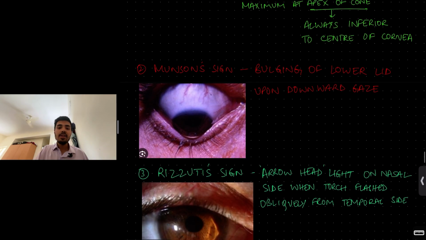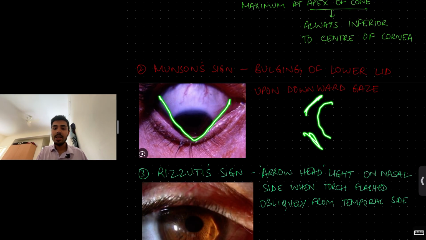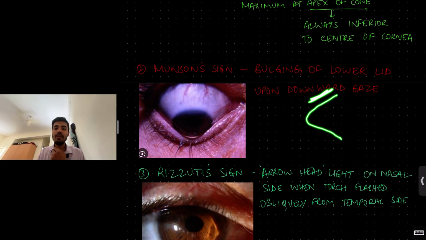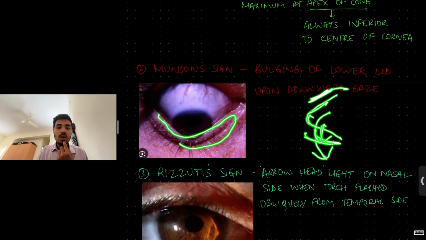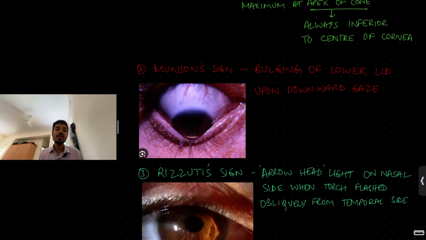Munson's sign. Think about it: they have a cone-shaped cornea. Normally the eyeball is convex in shape, so when we look downwards, the eyeball easily rolls along the eyelid. But let's say the patient has a cone-shaped cornea. Then what happens on downward gaze? The cone-shaped cornea will bulge onto the lower eyelid. Hence, the bulging of the lower eyelid upon downward gaze is known as Munson's sign.